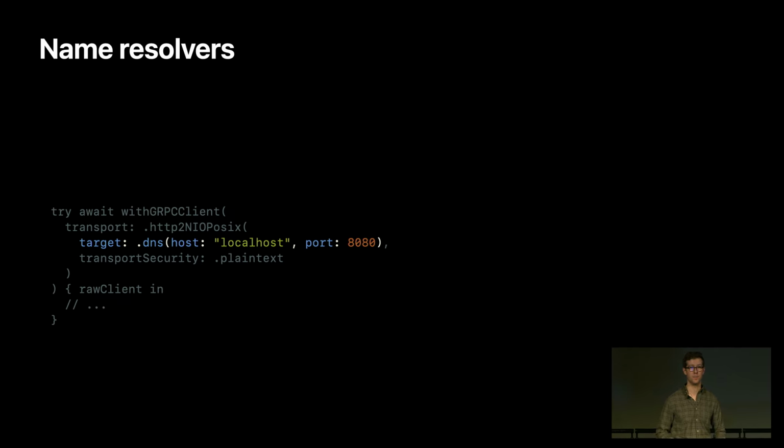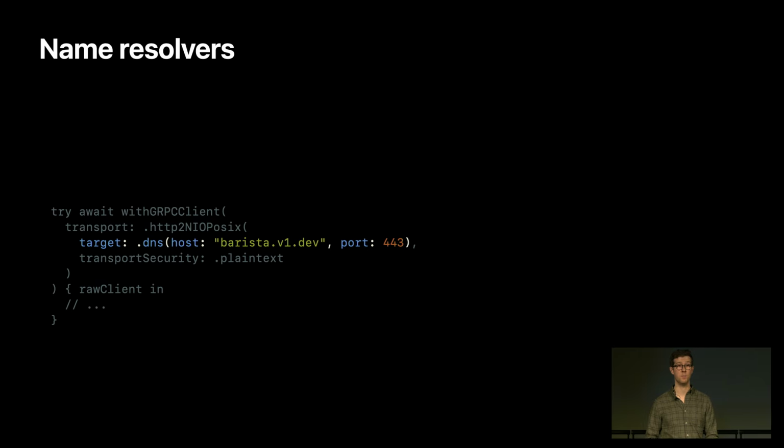In the client example, the transport had a target parameter, which we passed a DNS target to. I glossed over the details, so I'll expand on them now. The argument we specified was the target for gRPC to resolve. gRPC will create a name resolver for that target and use it whenever it needs to establish a connection. When queried, the resolver will return a list of addresses for the client to use.